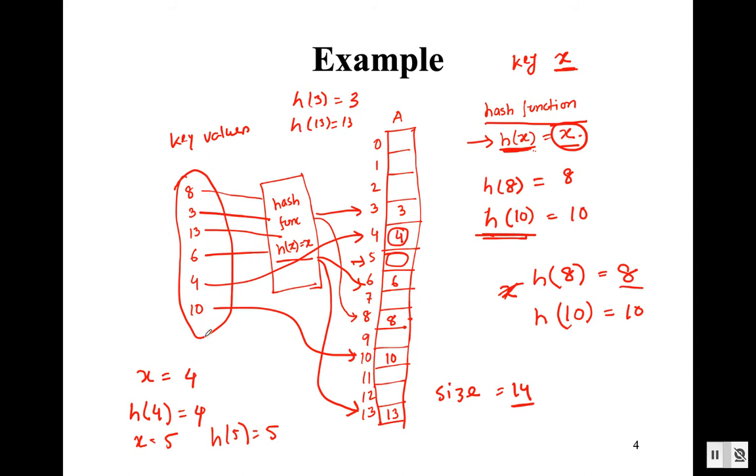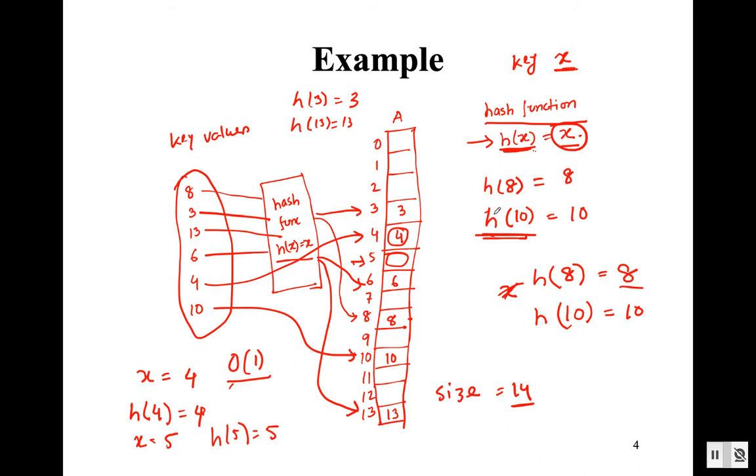So what is the runtime? The runtime here is order of 1. I calculate the hash value, and this is actually the index of the value. So I calculate the hash value and look for the item in the index which is my hash value. So the runtime is order of 1.